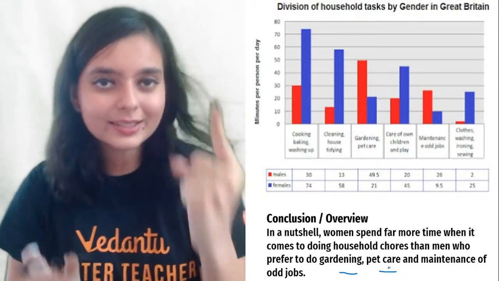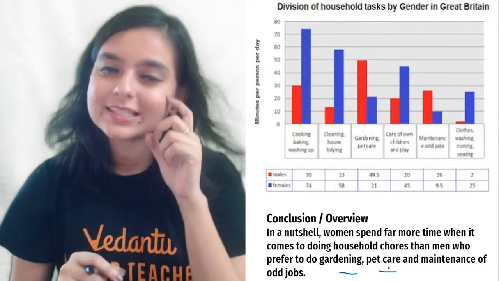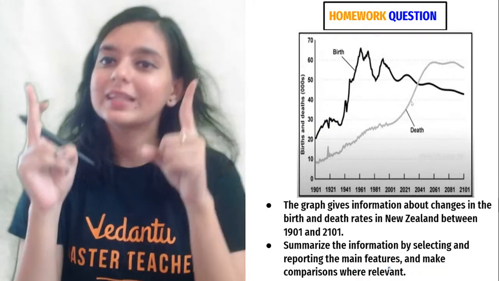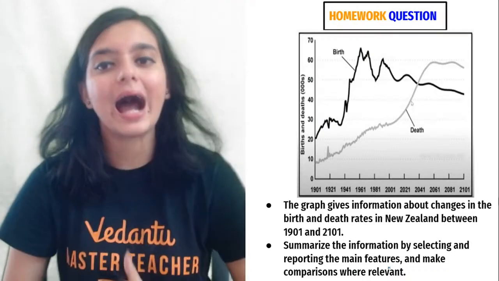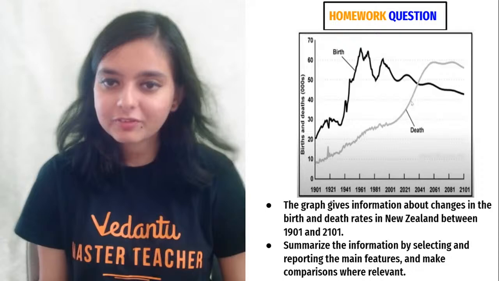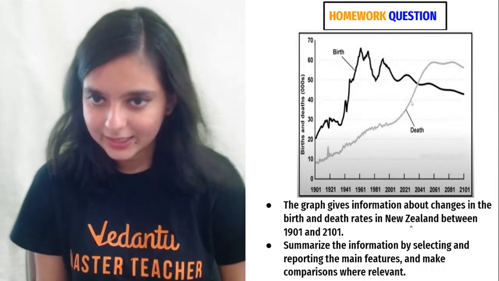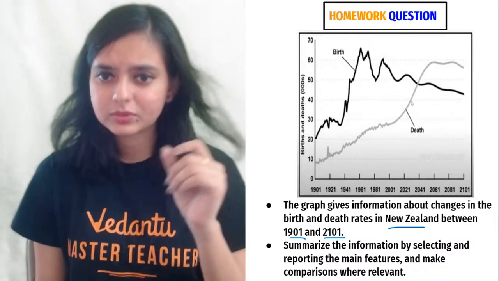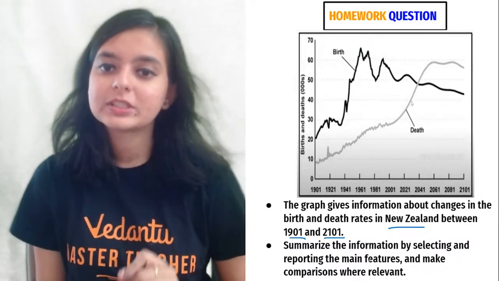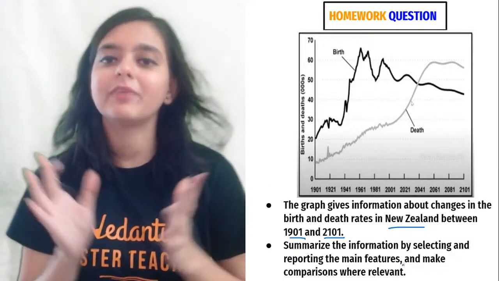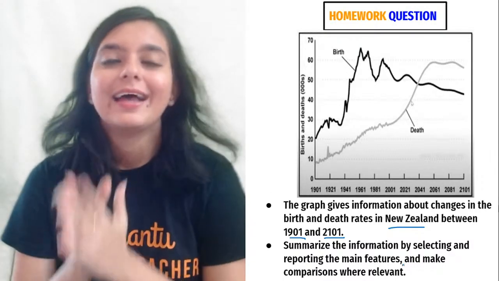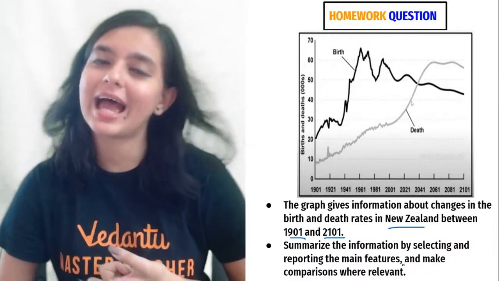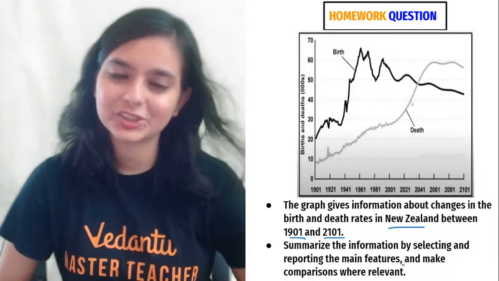So I am giving you one task, one homework. Do give me the answer in the comment section. So this is the homework question and this is the chart. Please study this chart. The graph gives information about changes in birth and death rate in New Zealand between 1901 and 2001. You need to summarize the information by selecting and reporting the main features and make comparisons wherever relevant. So this is the homework question. So you need to follow the guidelines that we have learned in today's session and try it out at your homes and do comment in the comment section about the answer.